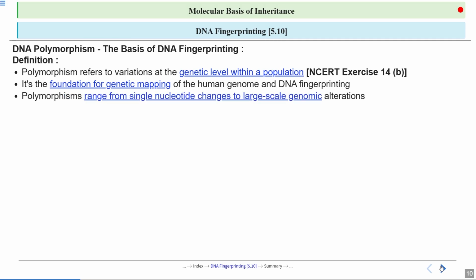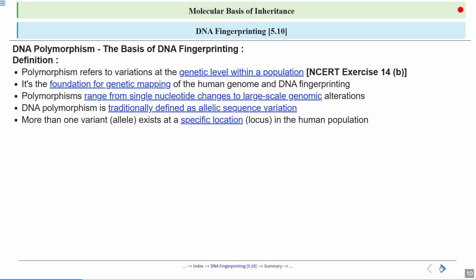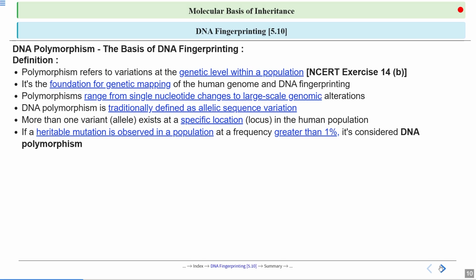Polymorphism ranges from single nucleotide changes to large scale genomic alteration. DNA polymorphism is traditionally defined as allelic sequence variation. More than one variant, that is an allele, exists at a specific location, which we call a locus, in the human population. If a heritable mutation is observed in a population at a frequency greater than 1%, it is considered DNA polymorphism. I understand that this is quite confusing.